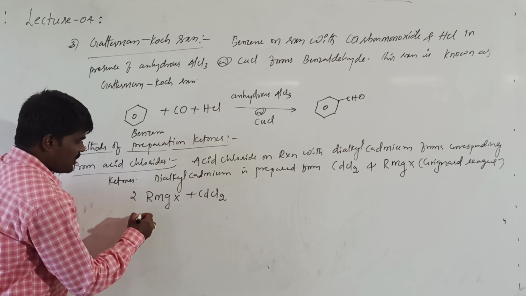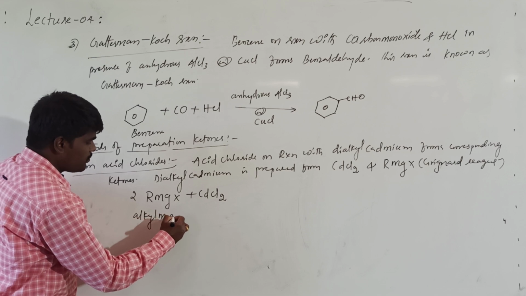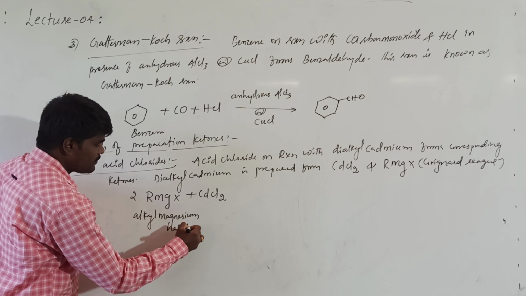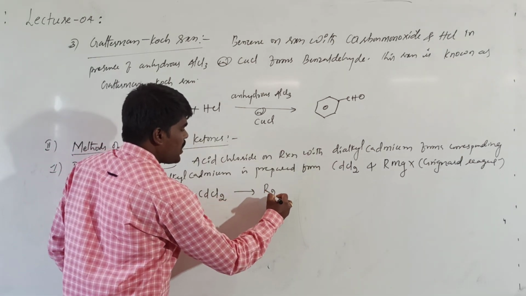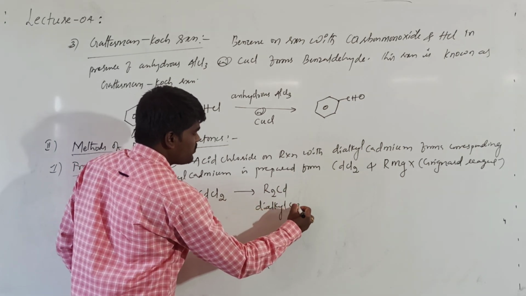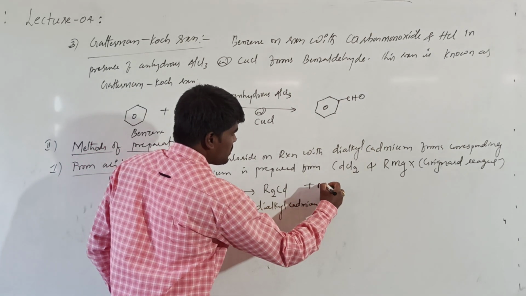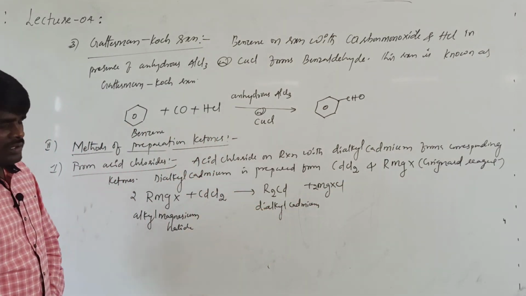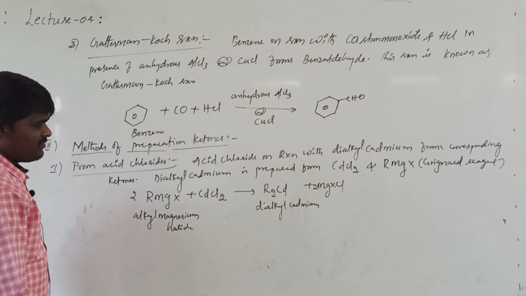is alkyl magnesium halide it is. Okay, what happens? It will be converted into dialkyl cadmium, along with the formation of 2 moles of MgXCl, magnesium chlorohalide we call it as.